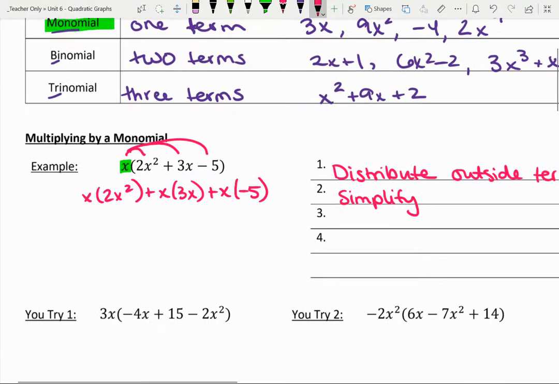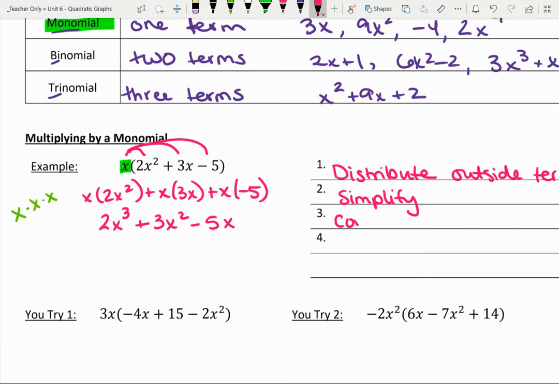So that means, thinking about, well, what is x times 2x squared? Well, if I think about what x times x squared is, it's x times x times x. So we'll actually get 2x to the power of 3. x times 3x would make 3x squared. And finally, x times -5 would be -5x. So we simplify there.